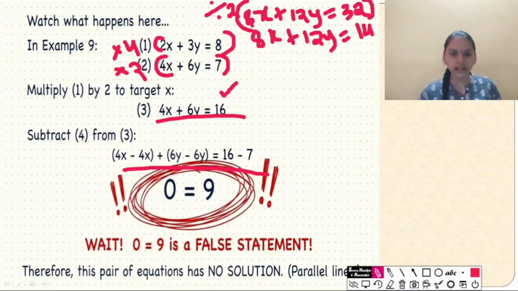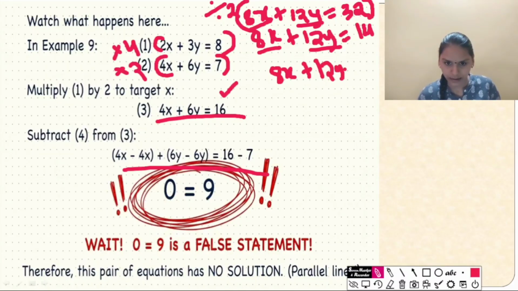Okay, now let me take one of the equations. Now I have the same. See, here also you had 8x, here also you had 12y, and here you have different numbers. Now let us do that. If I solve this, 8x plus 12y is equal to 32, and 8x plus 12y is equal to 14.